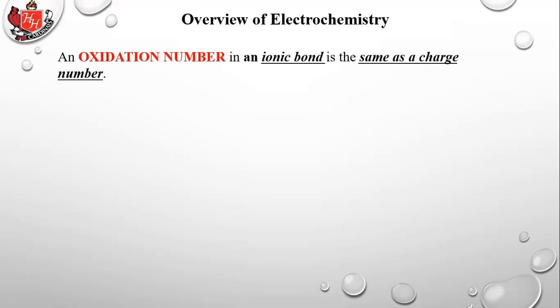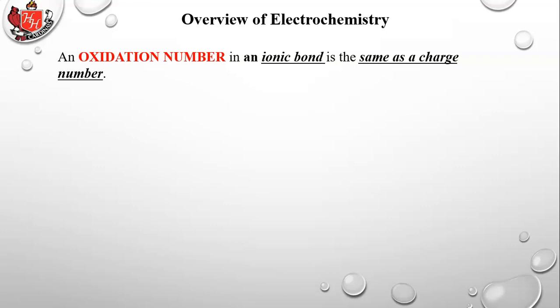An oxidation number in an ionic bond is the same as the charge number. We've been doing charge numbers for quite a while now. If you look at your periodic table or the sheet called charge number by ion or 60 common ions, you'll see common charge numbers. So in an ionic bond, oxidation number and charge number are the same. It's basically showing whether that element is naturally going to want to gain electrons or lose electrons.